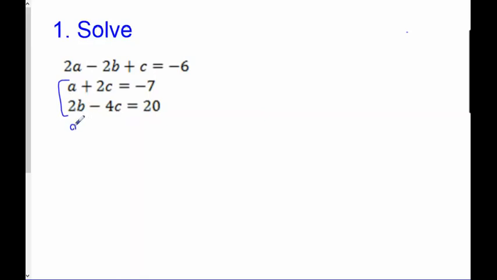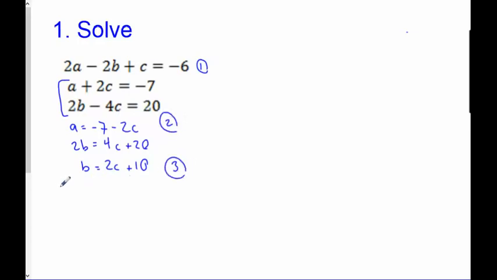So rearranging the first one is easy. A equals -7 minus 2c. Rearranging the second one, I'll just show it in two steps, even though it's also pretty easy. 2b equals 4c plus 20. Divide everything by 2, and I have b equals 2c plus 10. So now I've got an equation for a, an equation for b that both have c on the other side. So if I were to sub them in, that would leave me with an equation that just has c as the only variable in the whole expression. So I'll call this equation 1, we'll call this equation 2, and this one equation 3.